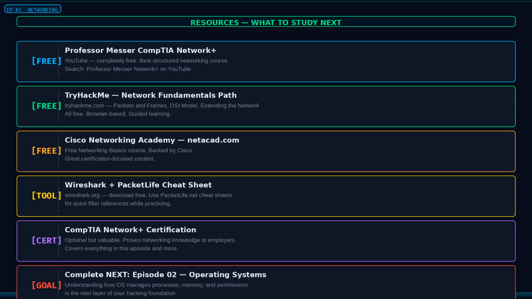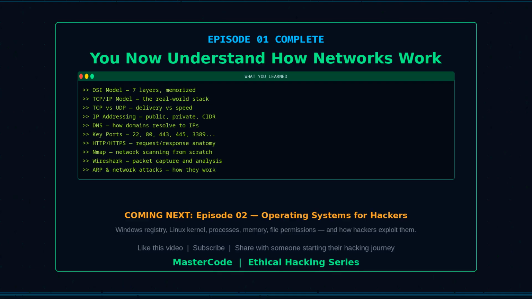And most importantly, your next step is Episode 2, Operating Systems for Hackers. We will cover Windows and Linux internals, processes and memory, file permissions, the registry, and how hackers exploit operating system misconfigurations. You have completed Episode 1, Networking Deep Dive.